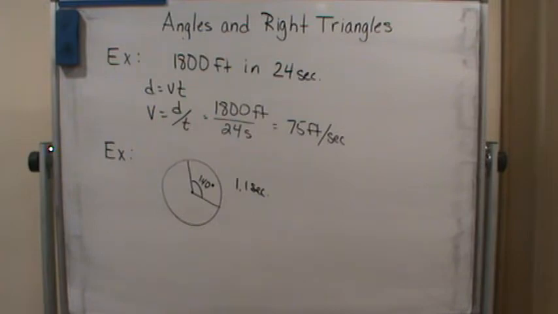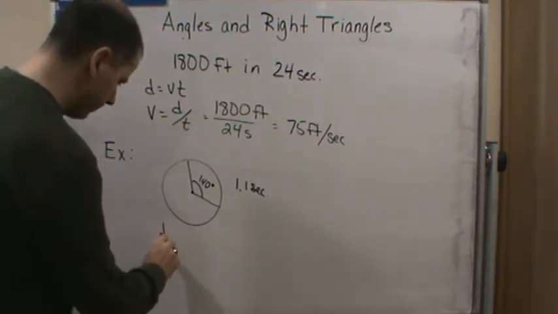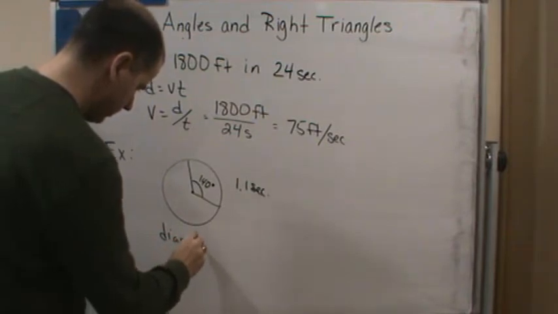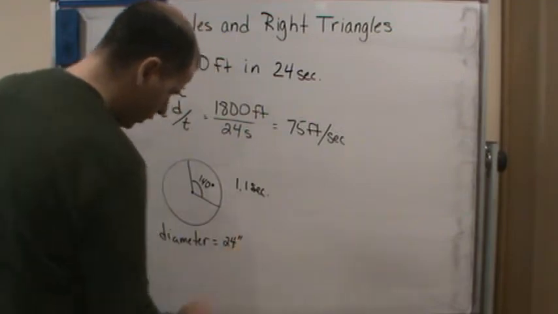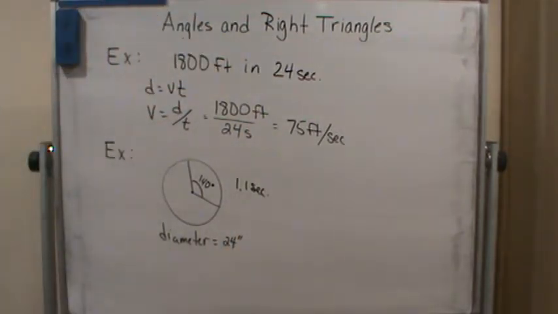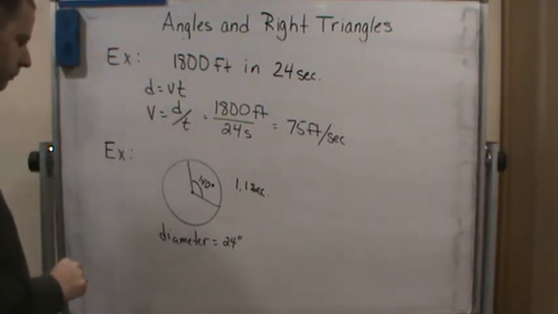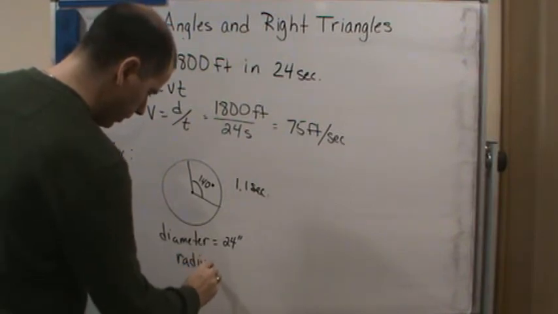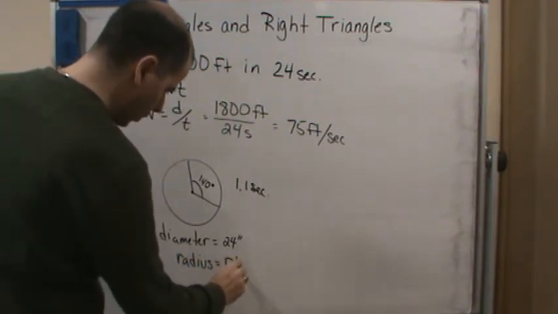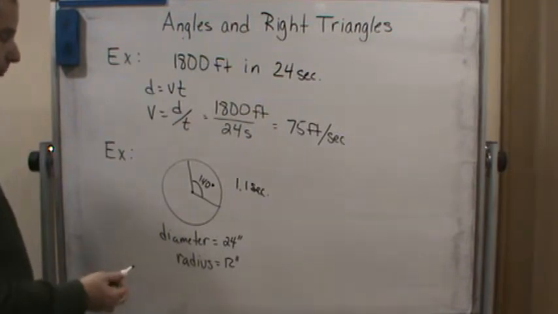Okay? And the diameter, is that right? The diameter of the flywheel is 24 inches, right? Is that what it says? Yeah, 24-inch diameter flywheel. Which means the radius, because that's what we need, the radius is half that, so that's going to be 12 inches.